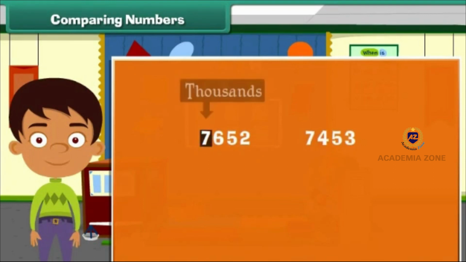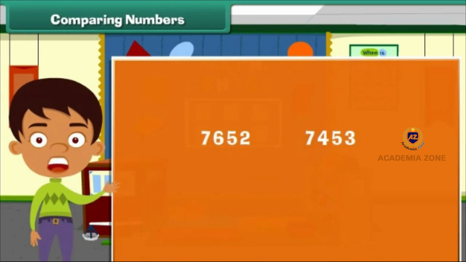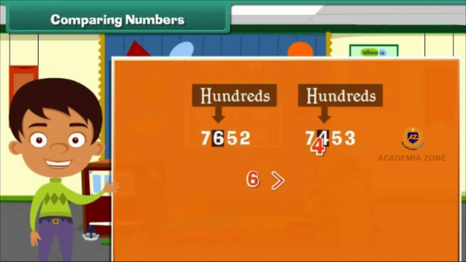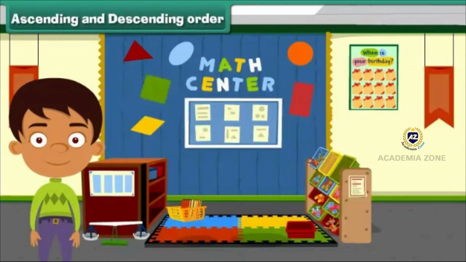However, if the digits at the thousands place in the two numbers are the same, we compare the digits at the hundreds place. The number that has a greater digit at the hundreds place is the larger of the two. For example, let us compare 7652 and 7453. Since the digit 7 at the thousands place is the same in both the numbers, we compare 6 and 4. Since 6 is greater than 4, we can say that 7652 is larger.